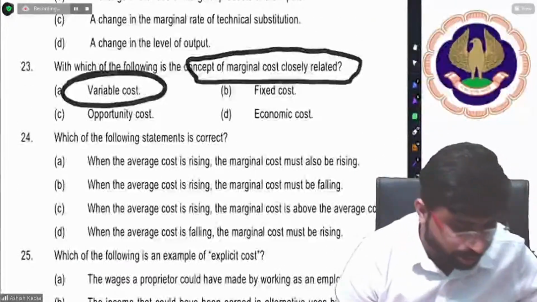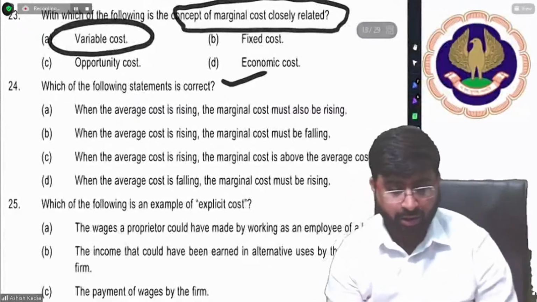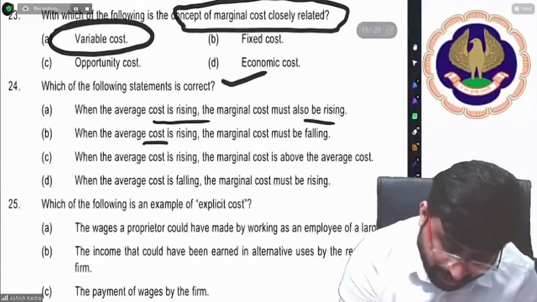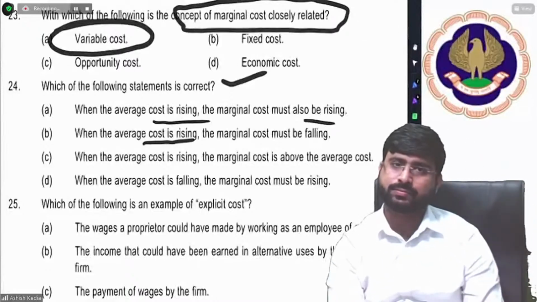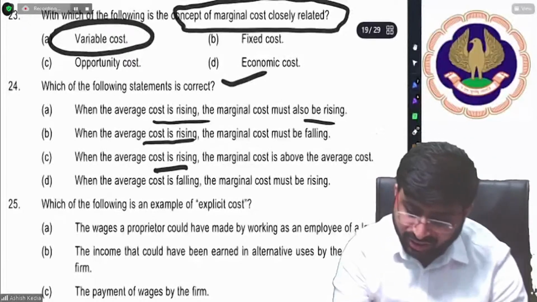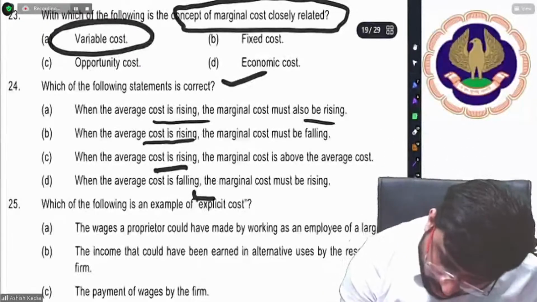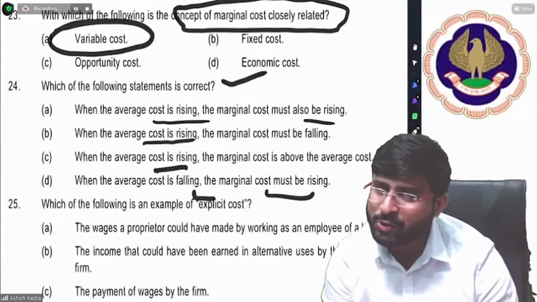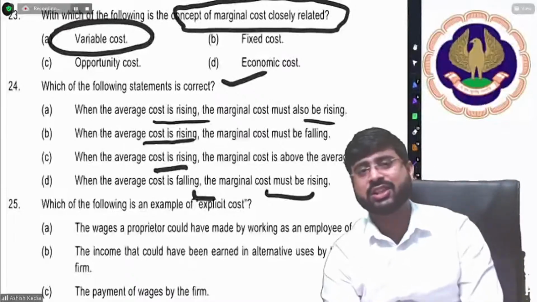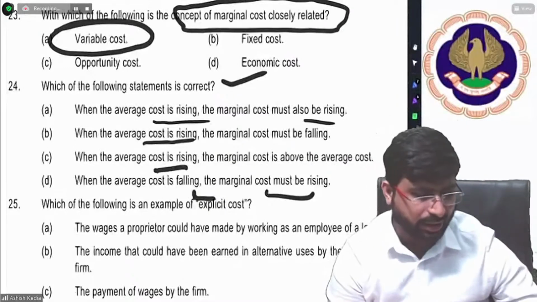And one more thing. Next question: which of the following statements is correct? When the average cost is rising, MC must also be rising. Or, when AC is rising, MC must be falling. Or, when AC is rising, MC is above AC. And finally, when AC is falling, MC must be rising. Which one of the following do you think is correct? Take your time. It's not the easiest question. Easy but slightly tricky.